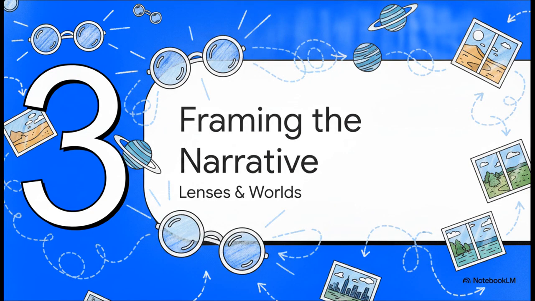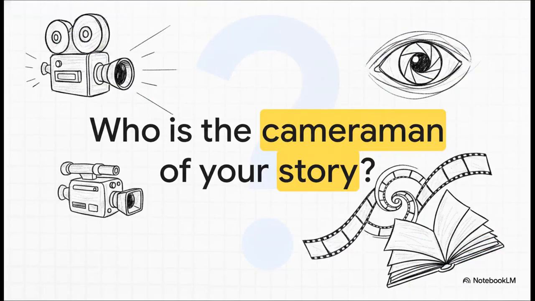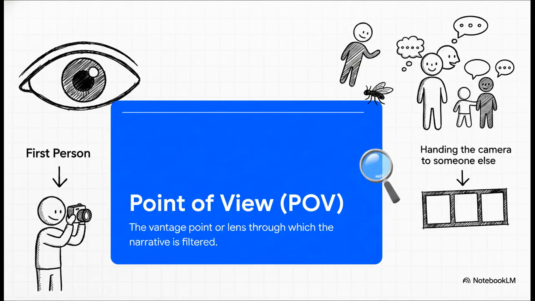Section 3. Framing the narrative, lenses and worlds. So we have our characters and we have our plot, but now we need to decide exactly how we want the audience to see this story unfold and where it's going to happen. So treat this like a real Socratic workshop for a moment and ask yourself, who is the cameraman of your story? This is a huge decision because whoever is holding that camera dictates exactly what the audience is allowed to see, feel, and know. We call this the point of view, or POV.